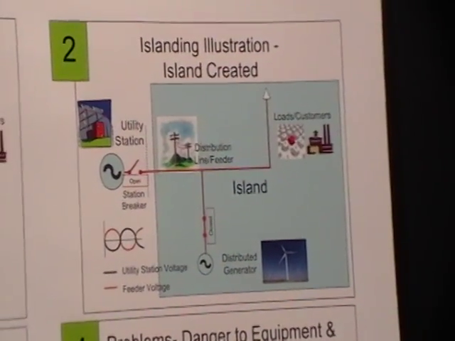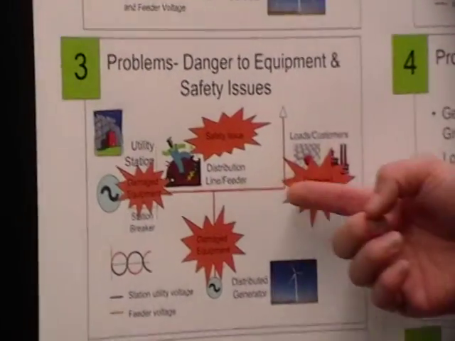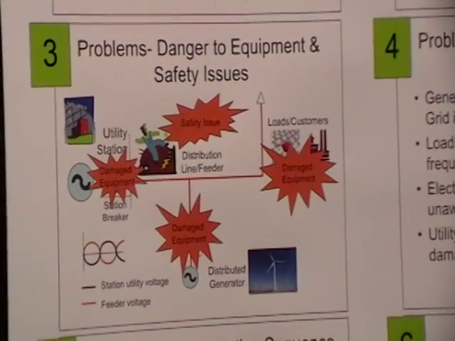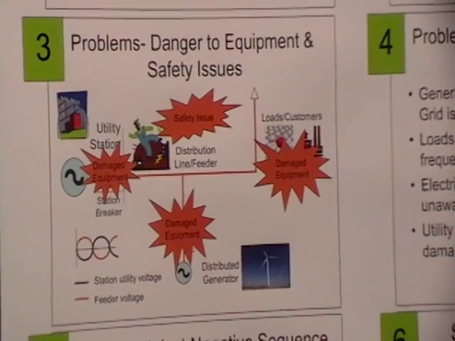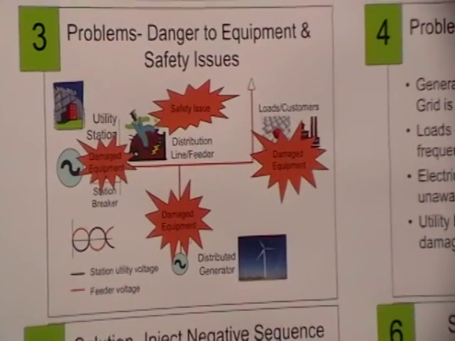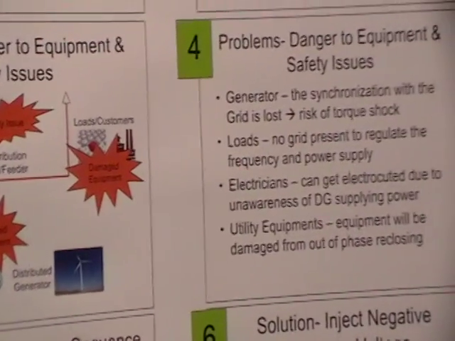Now this is a problem because the utility, not knowing this, will send a worker, and the worker expects the line to be de-energized. But in fact, it is energized by the distributed generator. Also, the power is not regulated by the utility because it's disconnected, so you can damage equipment. So these are some of the major problems with islanding.